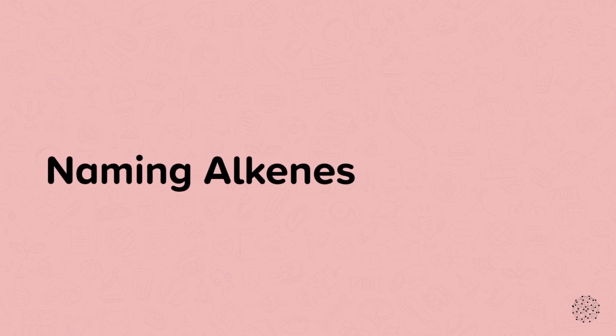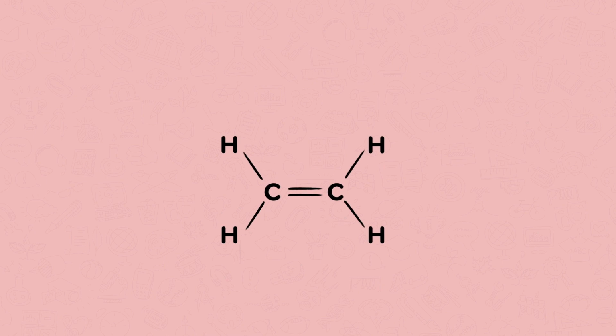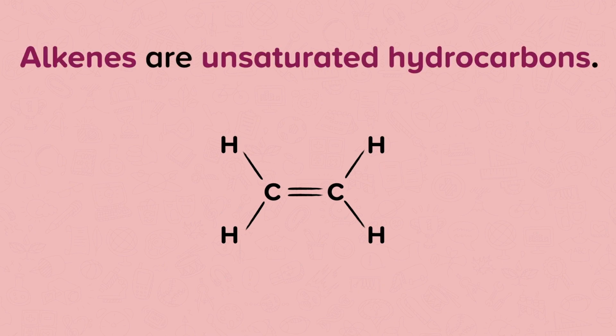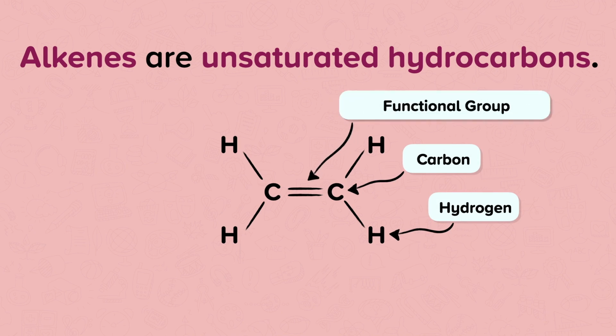In this nugget, we are going to learn about naming alkenes. Most of the compounds in crude oil are hydrocarbons. Alkenes are unsaturated hydrocarbons. This means that at least one of the carbon-carbon bonds in alkenes is a double covalent bond. This double bond is an example of a functional group. A functional group gives a family of organic compounds their characteristic properties. Alkenes contain less than the maximum possible number of hydrogen atoms per carbon atom.